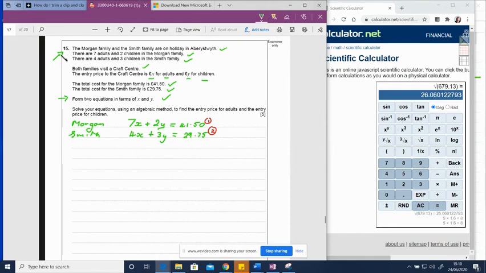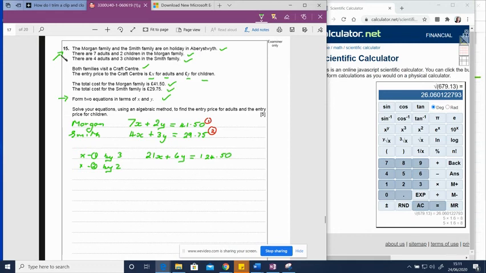So I want to, first of all, manipulate the equations just to get the same number of Y in both equations. The way I can do that is I can multiply equation 1 by 3 and multiply equation 2 by 2. And if we do that, we'll have 6Y in both equations. So let's first of all multiply equation 1 by 3. So 3 times 7X is 21X. 3 times 2Y is 6Y. And 3 times £41.50 is £124.50.